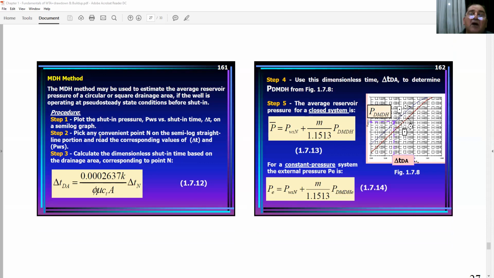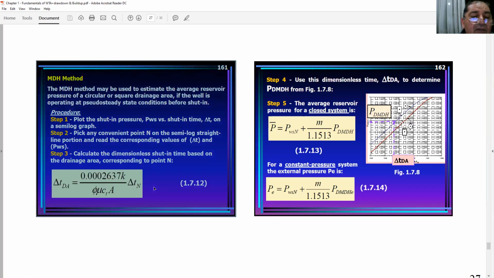Now, using the same MDH plot, pick any point for the time and read the value of the pressure. Let me say the time point will be delta Tn and the pressure will be PWSn. For the time point that you pick from the plot, calculate what's called delta TDA using 0.0002637 k delta Tn over phi mu Ct A. So you got delta TDA.